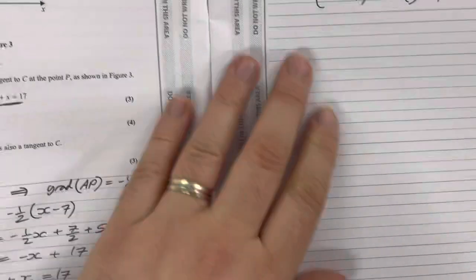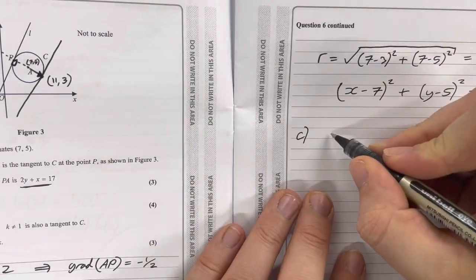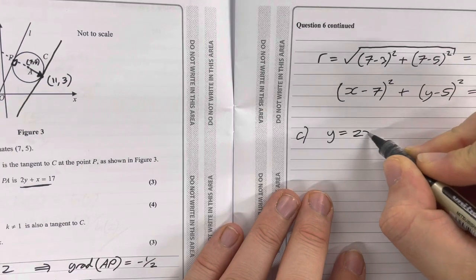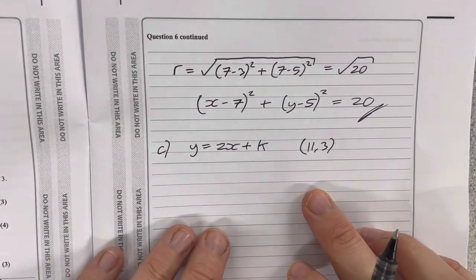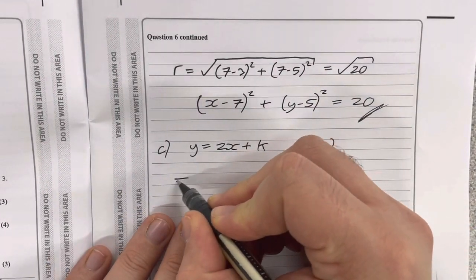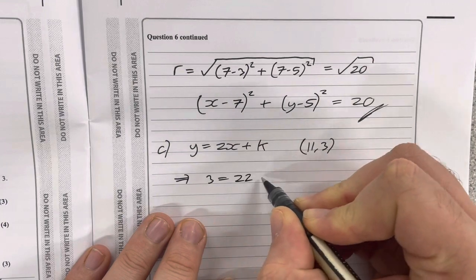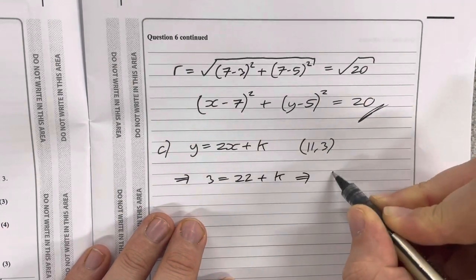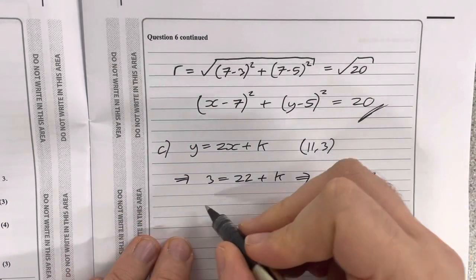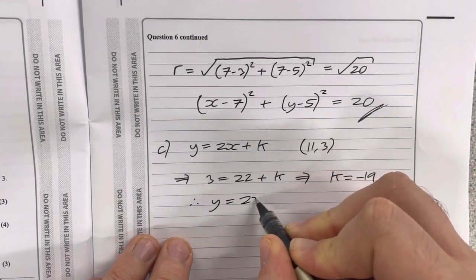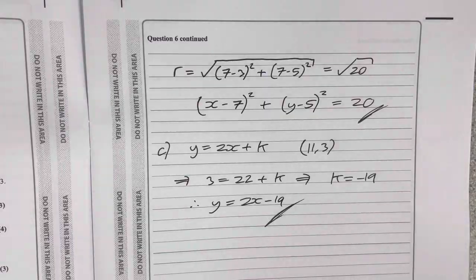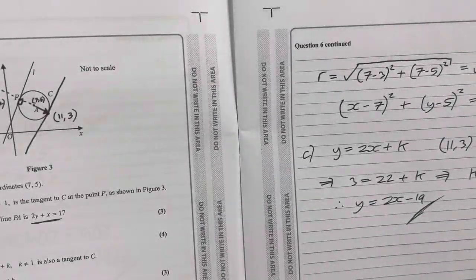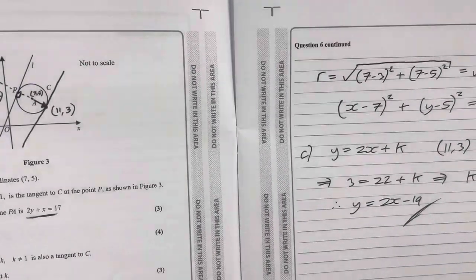So we know that the equation of the line y equals 2x plus k must go through the point (11, 3). So we can use that to calculate k. So that tells us that 3 is equal to 22 plus k. That tells us that k is minus 19. Therefore, y equals 2x minus 19. That's it. Okay, again, I'll just check that that is indeed the answer to the question. Yes.